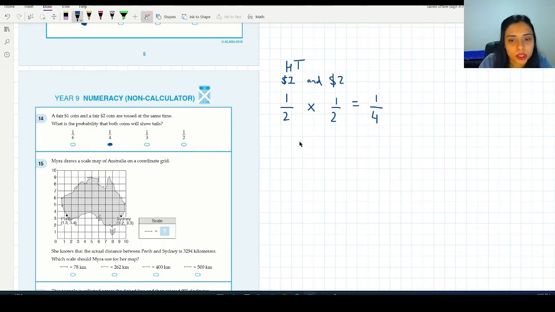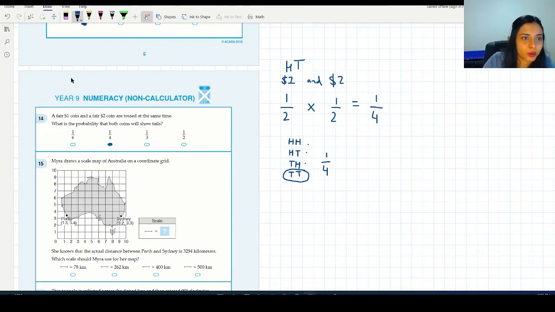Another way we can do these questions is we can write out all the possibilities. So we can either have heads and heads, heads and tails, tails and heads, and tails and tails. And we have one option that's tails and tails out of 4. So that's also 1/4.